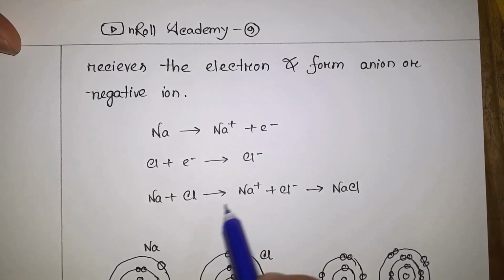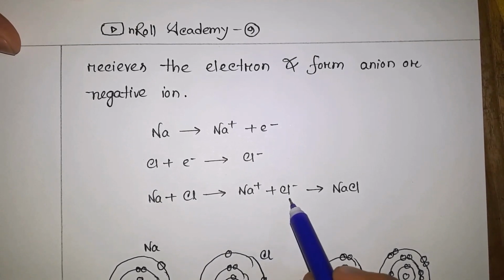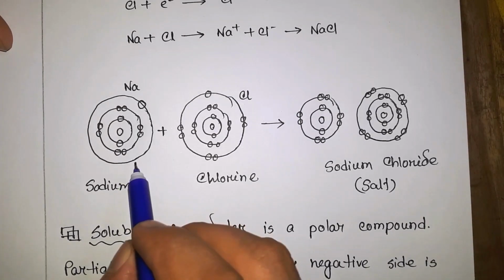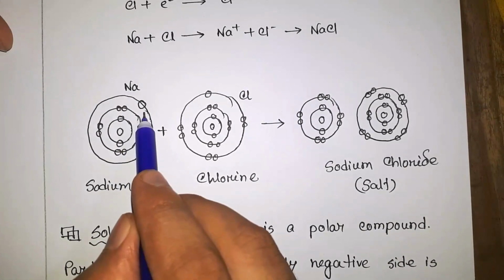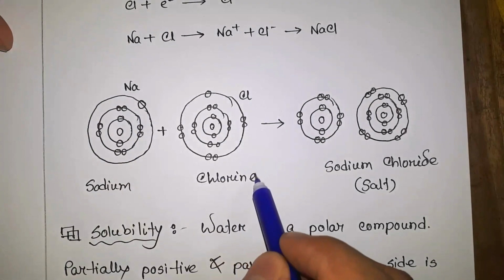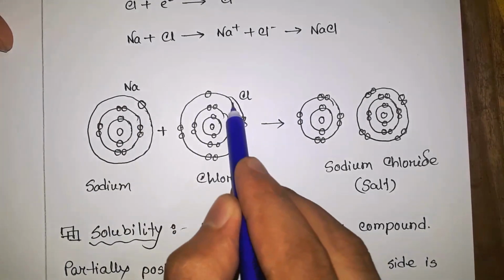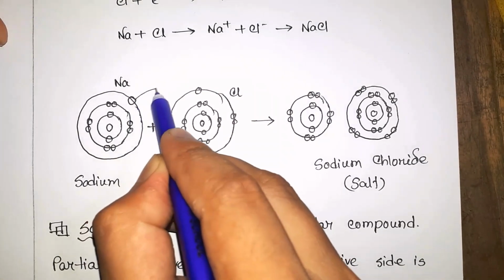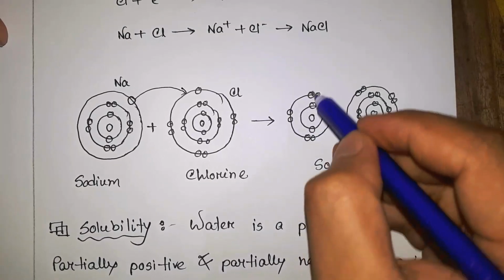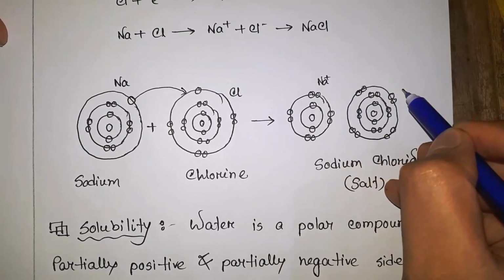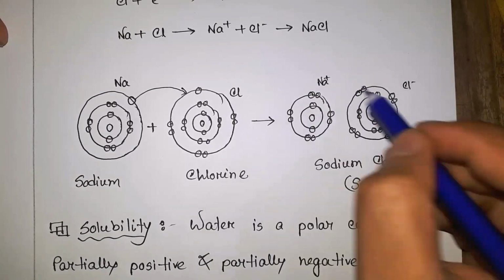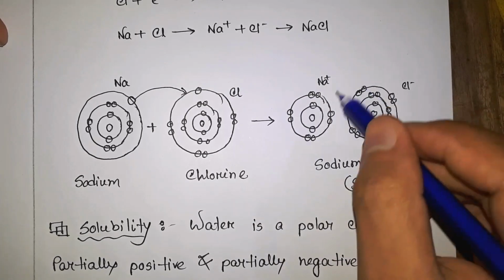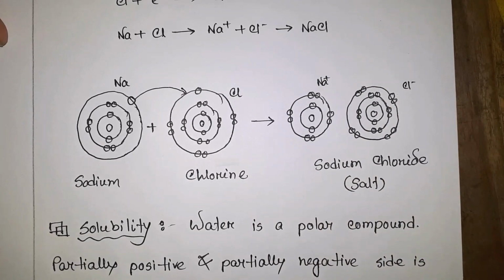Both of them, sodium ion and chlorine ion, form sodium chloride. This is the structural formation of this compound. This is sodium. It has one electron in the last energy shell, and chlorine needs one more electron to fulfill its octet rule: 1 2 3 4 5 6 7. Sodium donates this electron to chlorine, and that forms a sodium positive ion and a chlorine negative ion. Chlorine receives the electron. Here you can see the electron number is 8, the electron number is 8. Both of them followed the octet rule and formed sodium chloride.